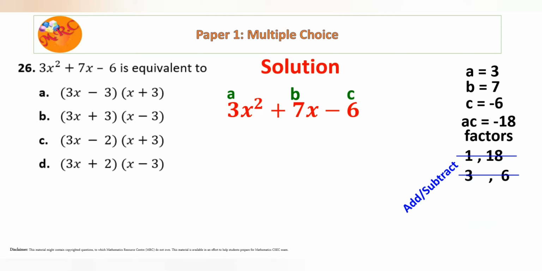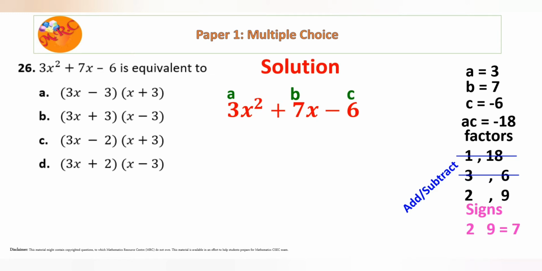Now let's look at 2 and 9. When I add 2 and 9, do I get 7? No. However, when I subtract 2 from 9, I get 7. So 2 and 9 is my possible factors. Alright? So let's look at the signs to really determine if 2 and 9 is our factors.